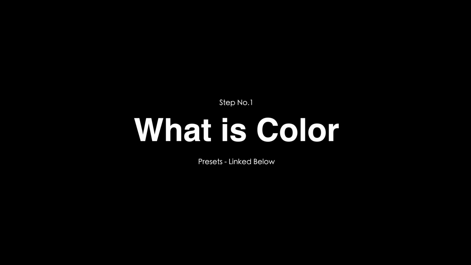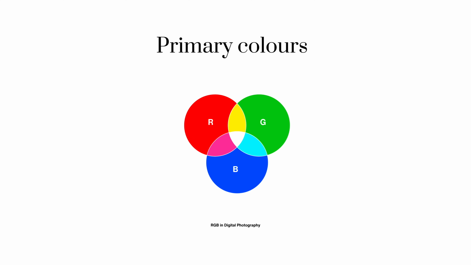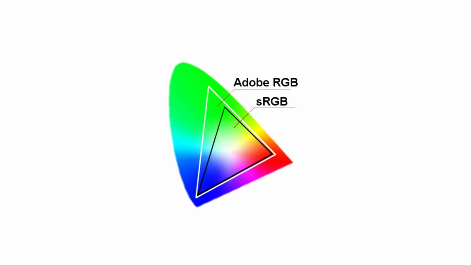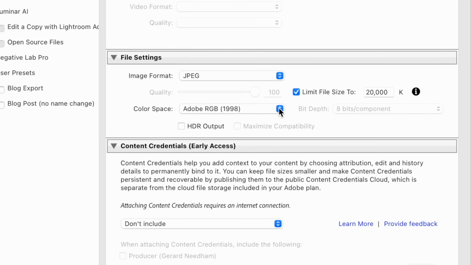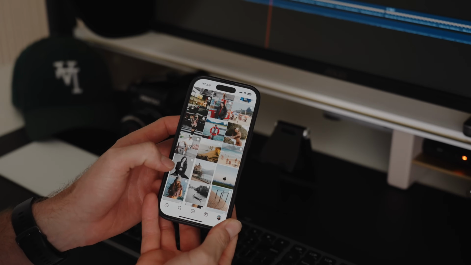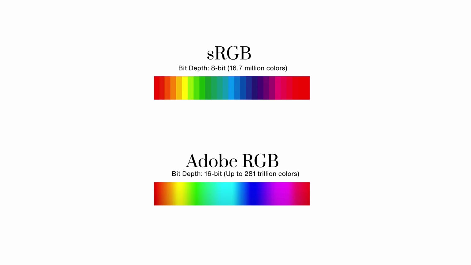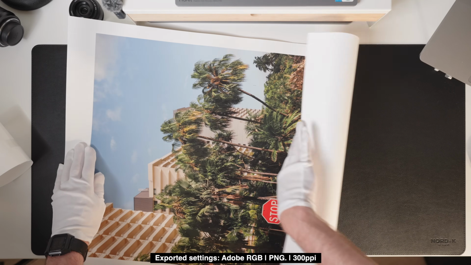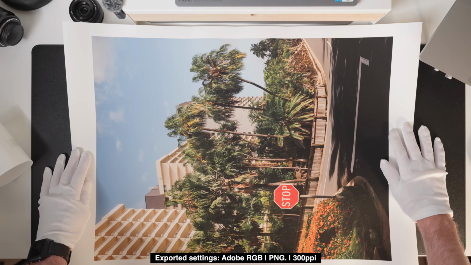Let's jump right into what is color. This may seem like an easy answer to a silly question, but color in digital photography is made up of red, green, and blue, which is called primary colors. You may have heard of sRGB and Adobe RGB, which are important when shooting and when editing. sRGB is the most compatible color space across devices, making it ideal for web use and general sharing. On the other hand, Adobe RGB has a much wider color gamut, providing more color depth and detail. This makes it great for printing or commercial work, but it's less compatible with most screens.